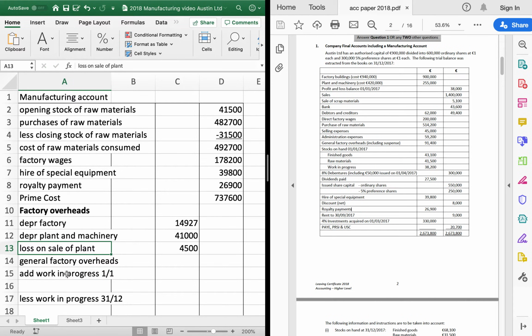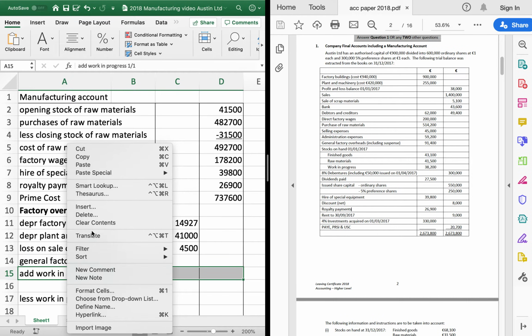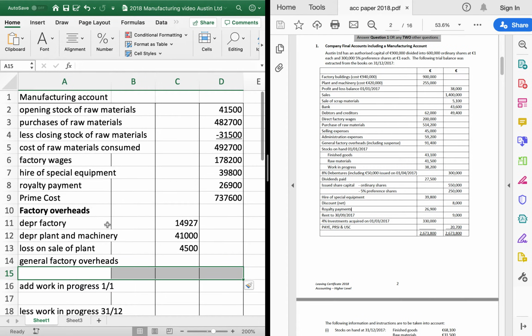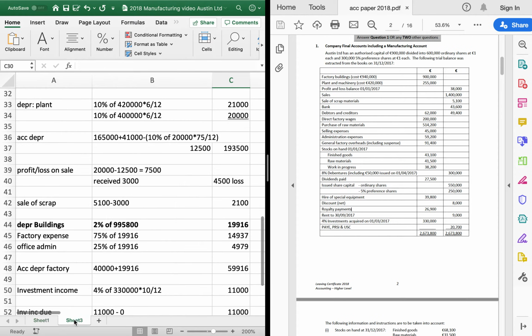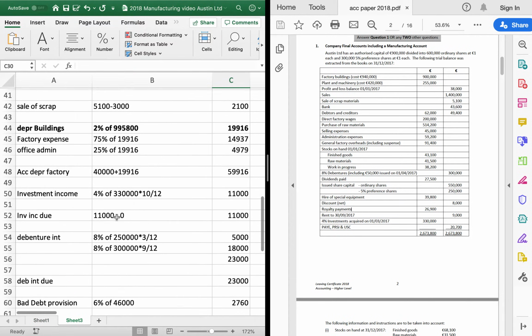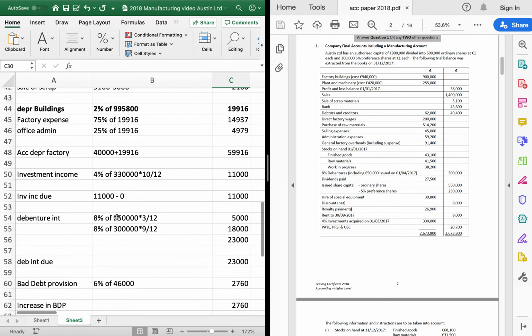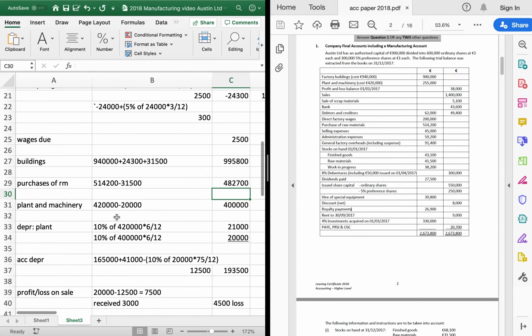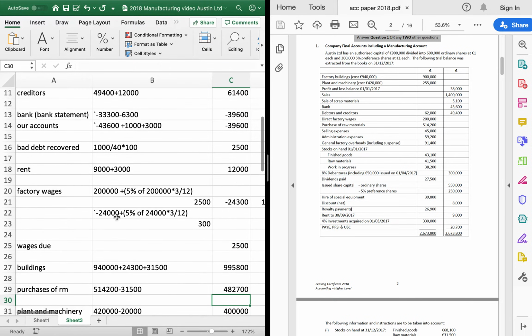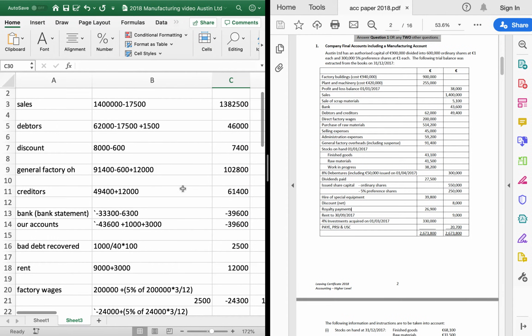Always leave space for a few more, which I haven't done. So general factory overheads from our marking scheme, that had changed, had it? It had incorporated suspense, so it has to have changed. Where is that? 102,800.